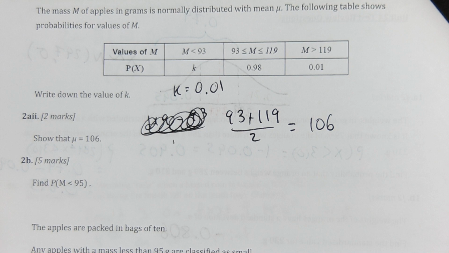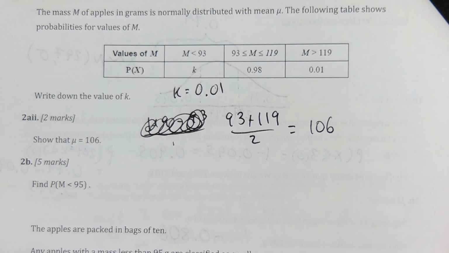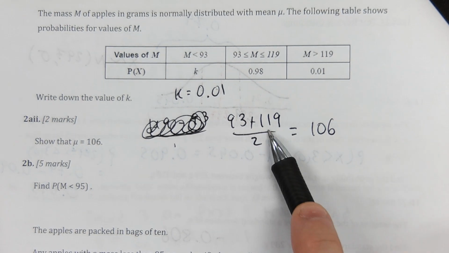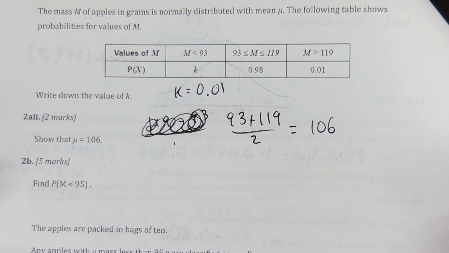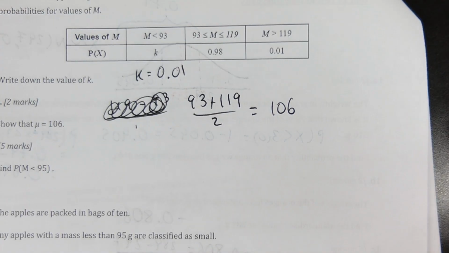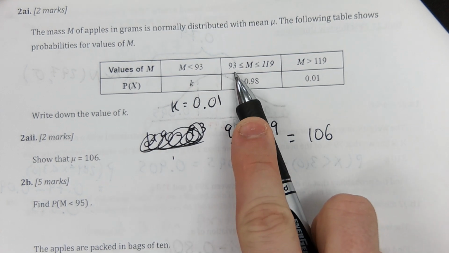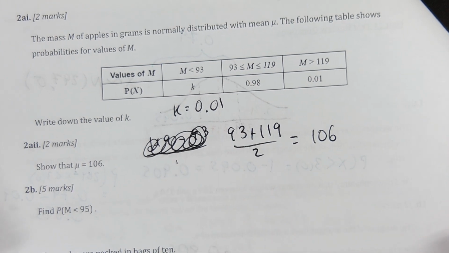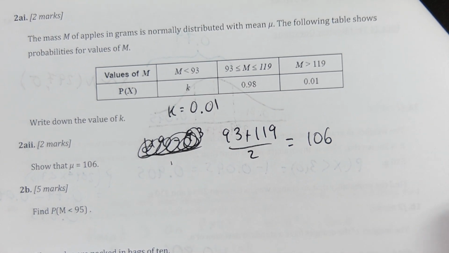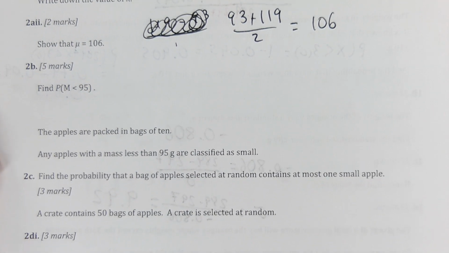Yeah, you found the distance between them, divided by 2, and then added it to 93 or subtracted from 119. Yeah, it works. This is faster. But yeah, that's when I started doing it. Yeah, that works perfectly, because you did what I was about to do. You figure out how far away the 2 numbers are, about 26 apart, so you just add 13 to that. Works perfectly. So let's find the probability that M is less than 95.